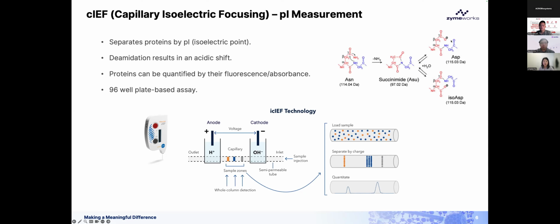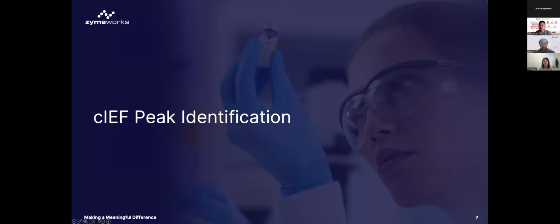Deamidation of antibody results in an acidic shift due to the formation of aspartic acid or isoaspartic acid. In principle, we should be able to identify a deamidation peak when compared to a negative control with no deamidation. And cIEF is a plate-based assay with easy data analysis steps. Based on this, we intended to develop a high throughput method for deamidation quantification via cIEF. So first, how do we identify deamidation species on cIEF?